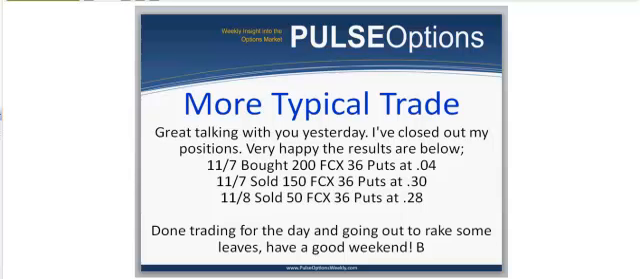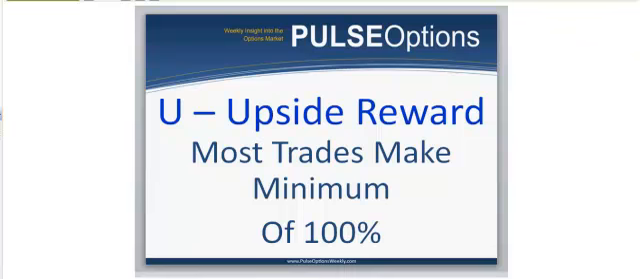Now, somebody might question how typical that is. I think it's actually more typical than you realize. Let me continue. So this is P, the potential. Lots of potential, upside reward. I look to make a minimum of 100% on a trade. That's my goal. I like to double my money in less than a day. If it takes me a couple days or a week, I'm okay with that.